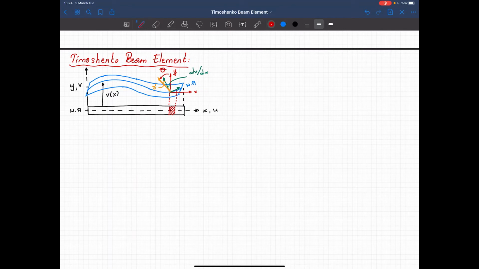So I can rewrite my rotation information as follows. We have theta is equal to dv over dx plus shear deformation. Okay, let's call it equation star. So basically what we do in this Timoshenko beam element is we add an additional deformation to the rotations.